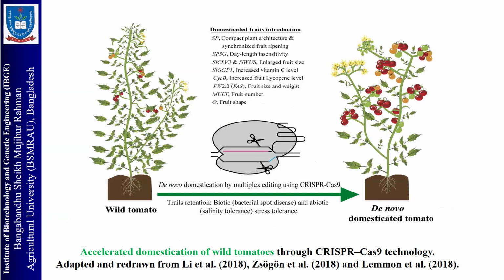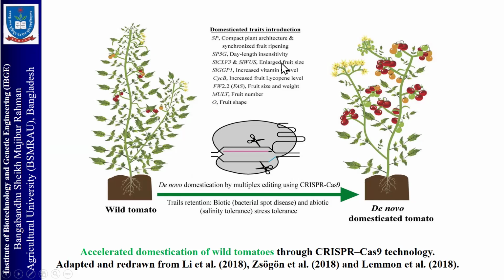One of the stunning findings of the CRISPR-Cas system is this. Wild tomato, over the last 10,000 years through different breeding and selection processes, has given us high yielding tomato plants. But high yielding tomato plants are susceptible to many biotic and abiotic stresses.